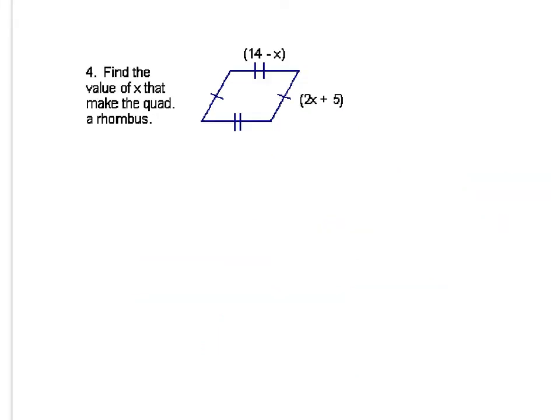As we look at this one, find the value of x that makes the quad a rhombus. Okay, we already know it is a parallelogram because the opposite sides are equal. For this to be a rhombus now, it means that all the sides are equal. So 2x plus 5 is going to equal 14 minus x. I will let you do the algebra this time. If you include in your email the answer for x equals right here, I will give you an extra bonus point on your homework. So x equals what? Include that in your email.